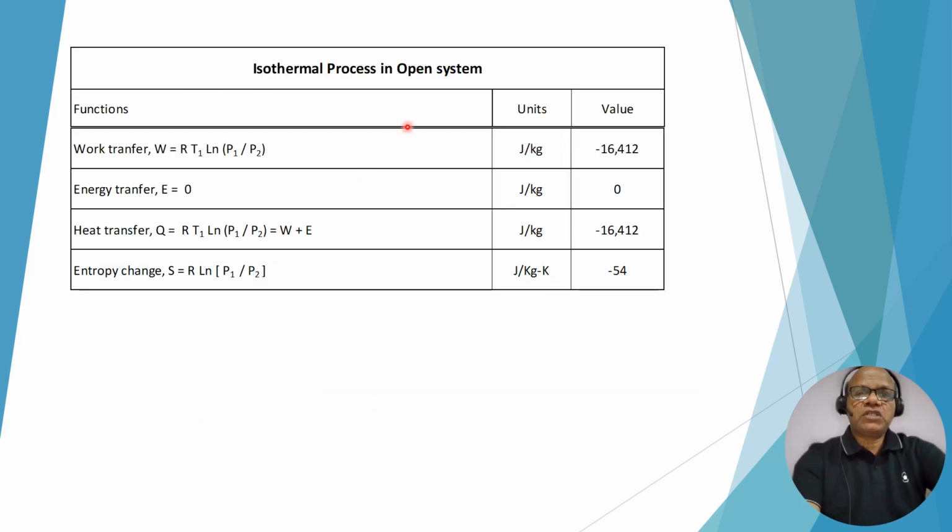Now for the isothermal process in the open system, the only change is the work transfer, which is 16412. Internal energy change is 0, so heat transfer will be the same, that is 16412. Entropy change is minus 54. This is for the open system.